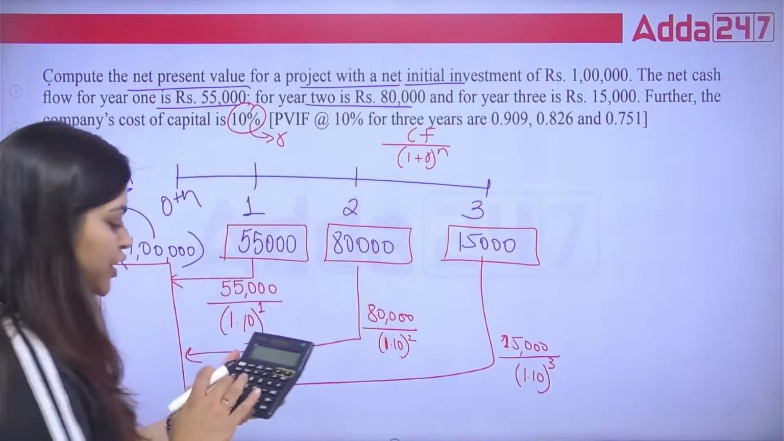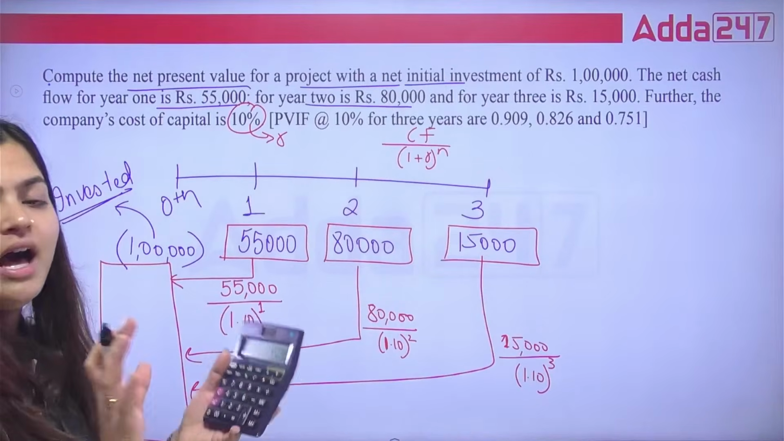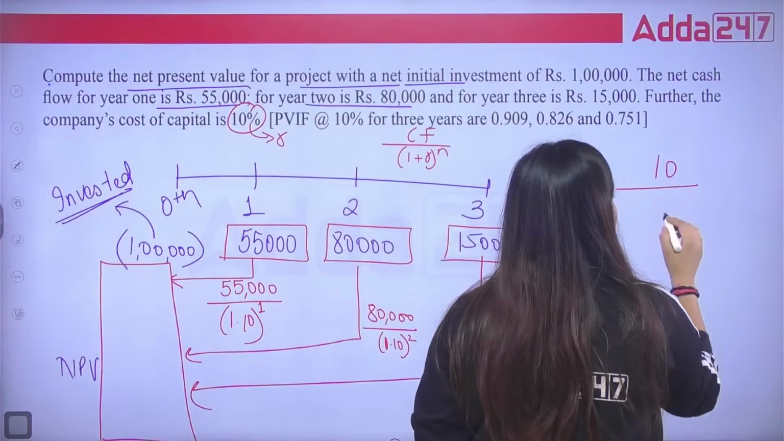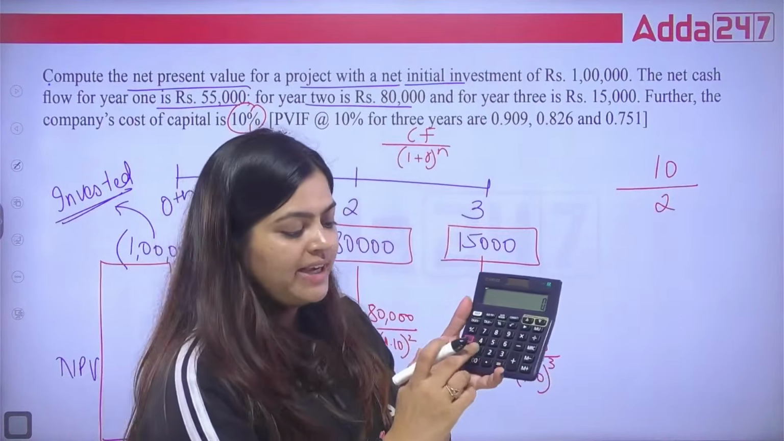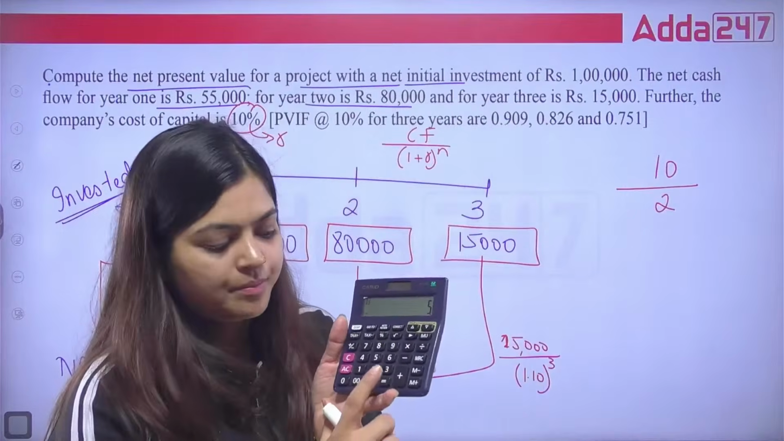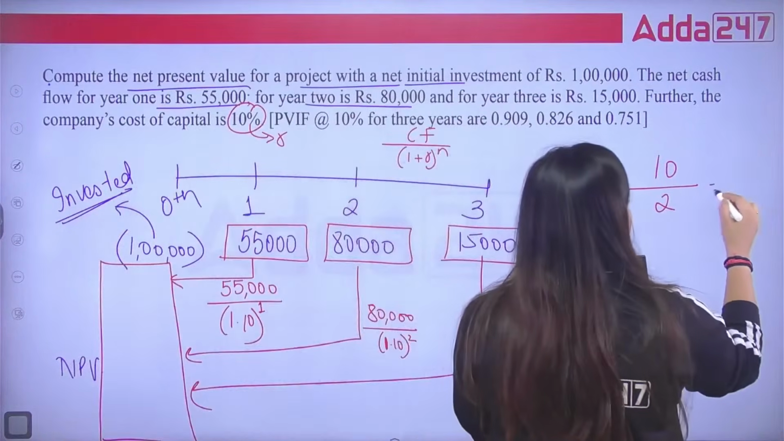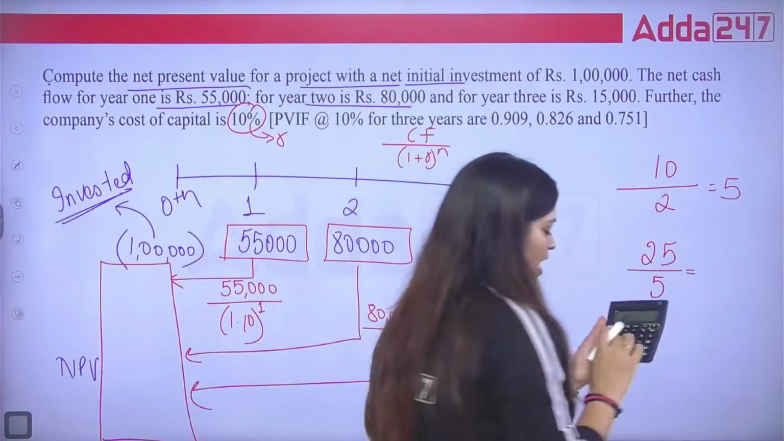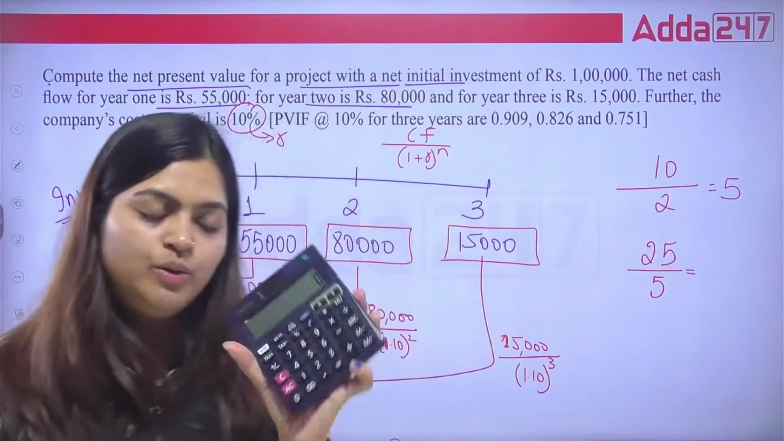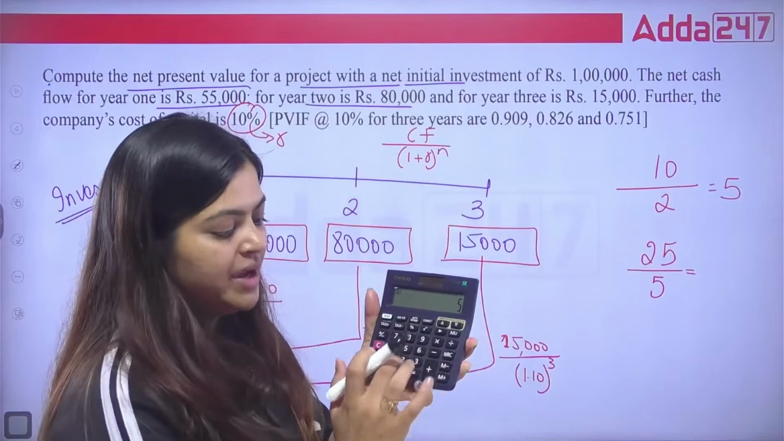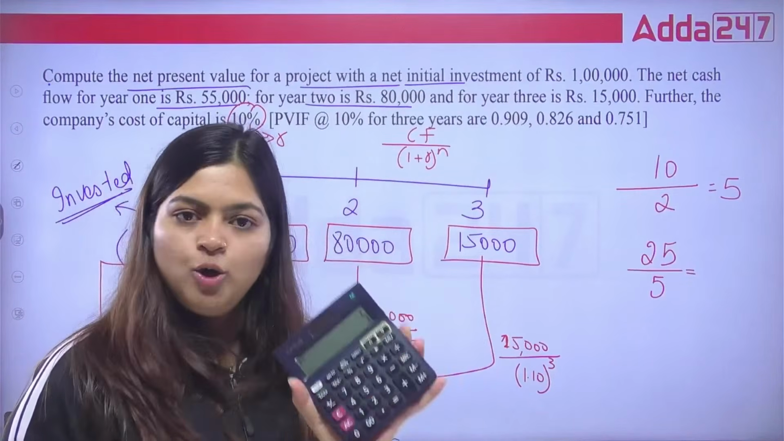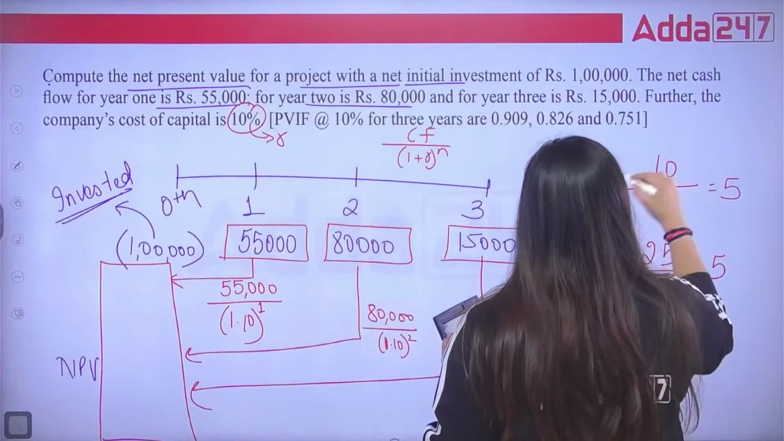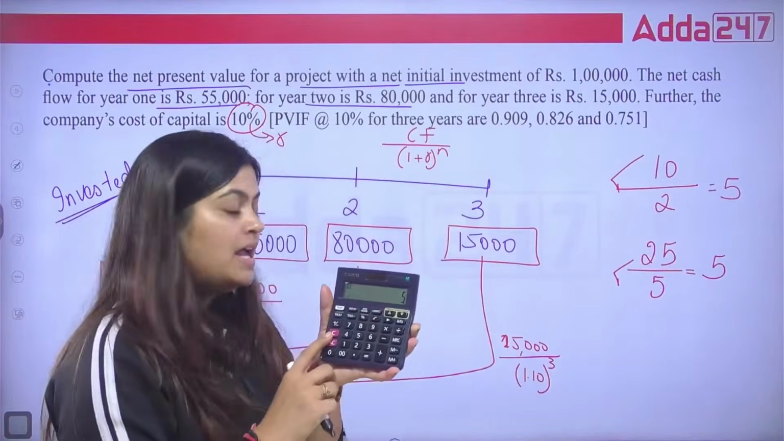So for the first year, what will you do? Just type 55,000. How do you divide? Suppose I say divide 10 by 2. How will you do this? Just write 10 divided by 2, press the equal to button, and you will say the answer is 5. Correct? Again, if I say divide 25 by 5, how will you do it with the calculator? Everyone please do it with the calculator. 25 divided by 5. Correct? I hope you know how to do basic division with your calculator. If you know this, then let's come to this part.